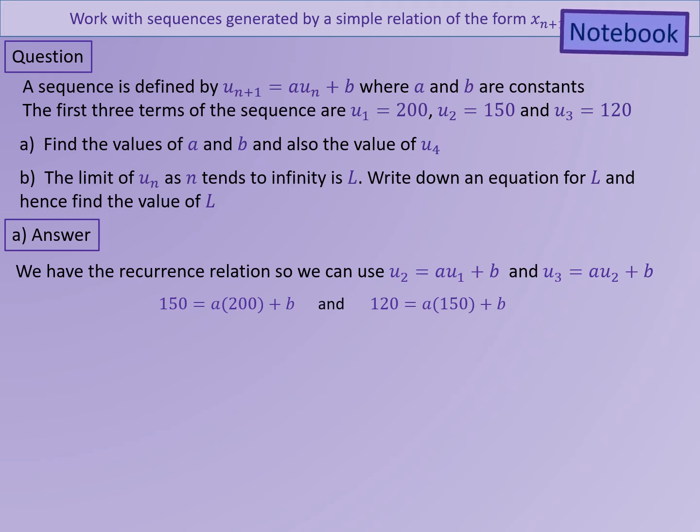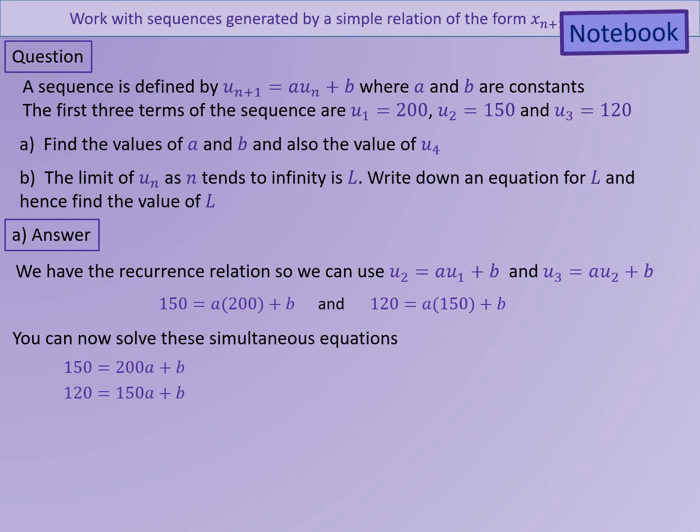We now have simultaneous equations, so you can either put this in the simultaneous equation solver in your calculator, or because it's quite a simple pair of equations, you can just write one above the other and subtract to cancel out the b's. This leaves us with 30 equals 50a, so we get a value of a of 0.6, and therefore substituting that back in gives us a value of b of 30.